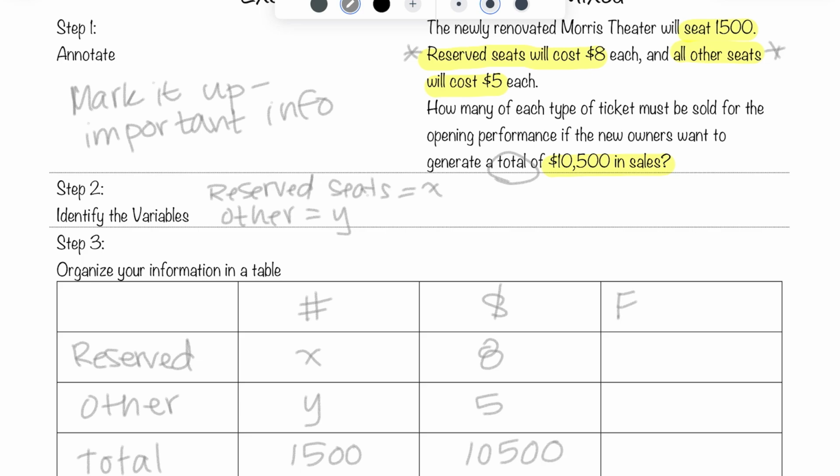So I'm going to write expressions now to represent this. So this is basically 8 times x. So our expression is 8x. Y times 5 would give me 5y. And this is still just going to equal that 10,500. I'm not going to do anything with those 2 numbers.